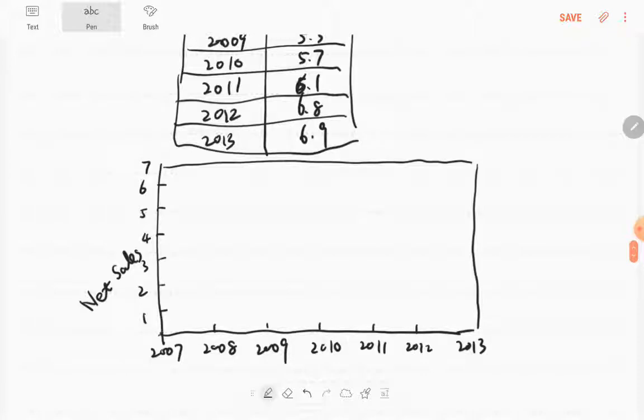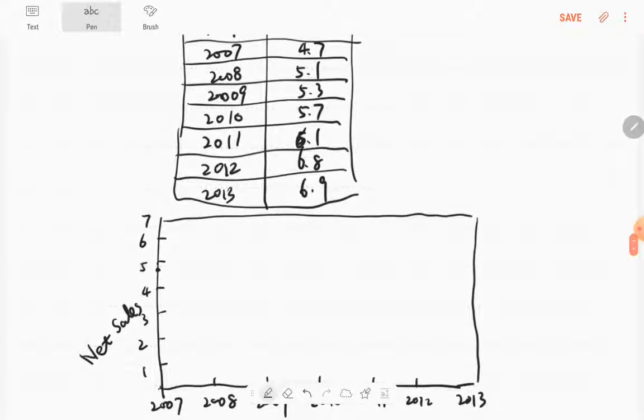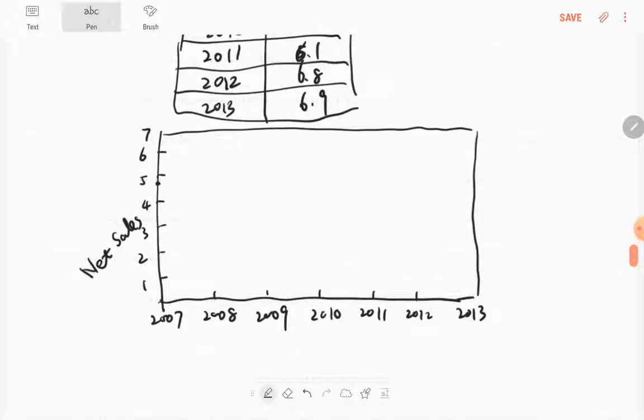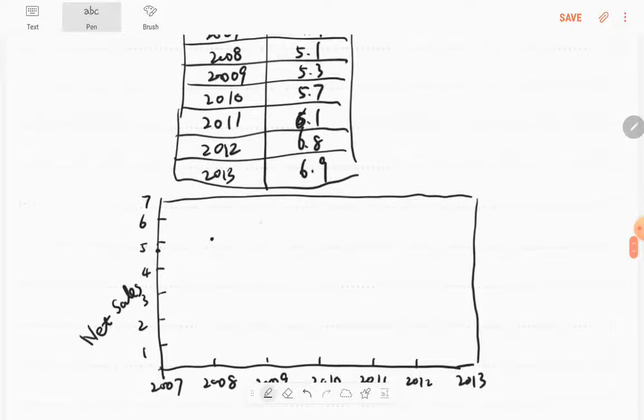And we want to find the 4.7. It's just right this way. Then we check the second paired values. It will be 2008, 5.1. So here is 5, so it's just a little bit higher than 5. Then we check 2009, 5.3. It's a little bit higher than 5.1. 5.3. Then 5.7 for this one.